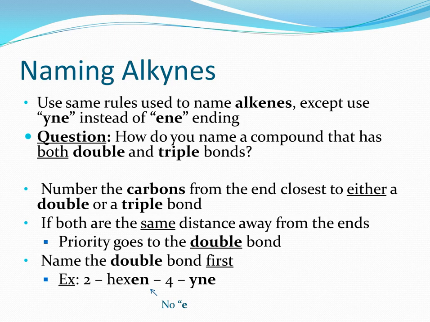Naming for alkynes is the same as for alkenes, except that the suffix would be -yne instead of -ene. If you have a molecule with both triple and double bonds, you need to name them separately. Number the parent chain starting at the end closest to the double or triple bonds, and if they are both the same, start on the end closest to the double bond. 2-hexen-4-yne would have a double bond at carbon 2 and a triple bond at carbon 4.